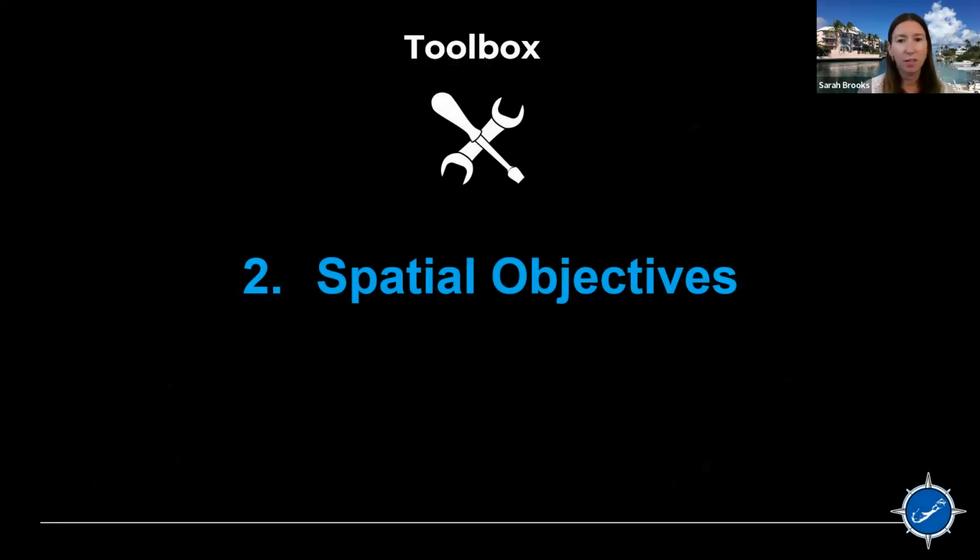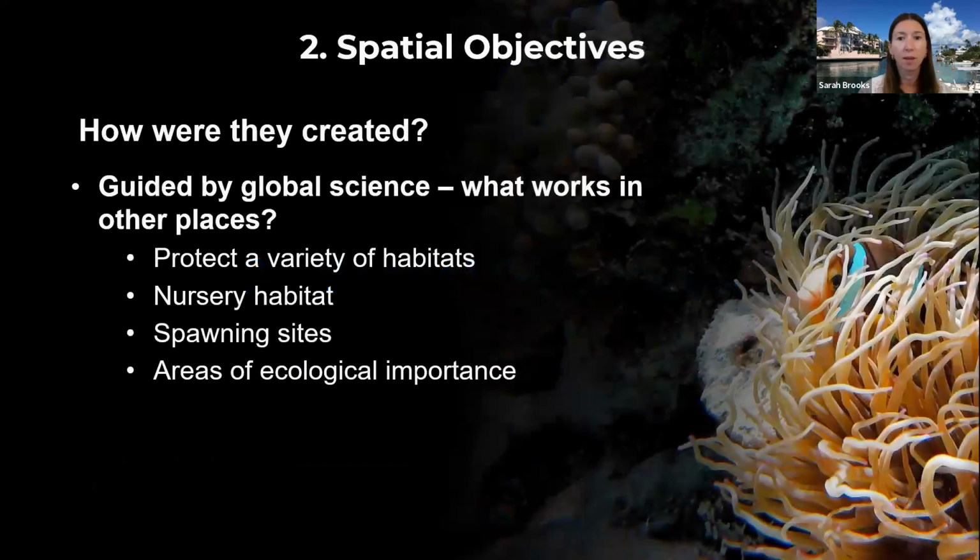Okay, so the next item of the toolbox are the spatial objectives. And these are essentially a set of rules that should be followed when designing a marine protected area network in Bermuda. The spatial objectives were one of the first things to be created in the marine spatial planning process, and they've helped to guide what the proposed MPA network looks like today.